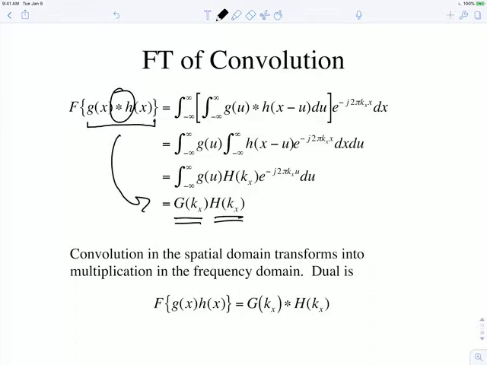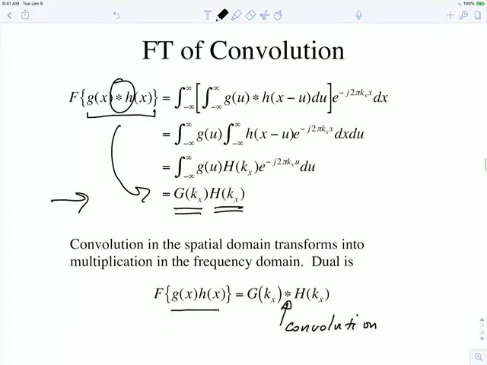Similarly, if I have two functions multiplied, g of x times h of x, I have to convolve their respective Fourier transforms. That's the result you'll find very useful for the homework. Let's take a look at trying to understand why this might be true.